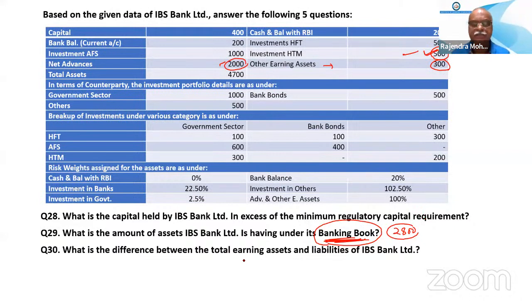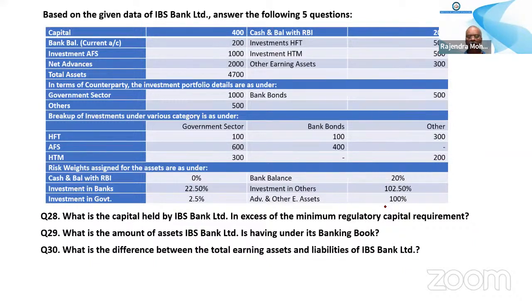Last one: what is the difference between the total earning assets and liabilities of IBS Bank? Total earning assets and earning liabilities. Simple. What are the earning assets given? Make the total. And what are the earning liabilities given? Then take the difference. What is the total earning asset given?